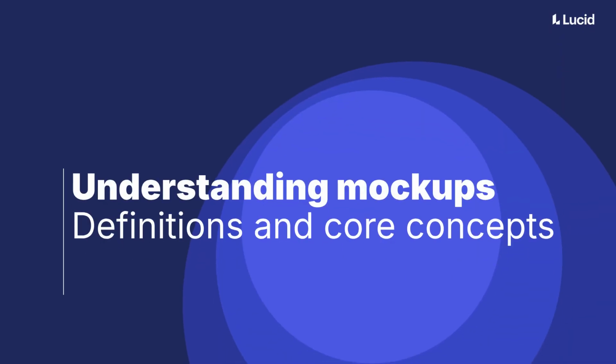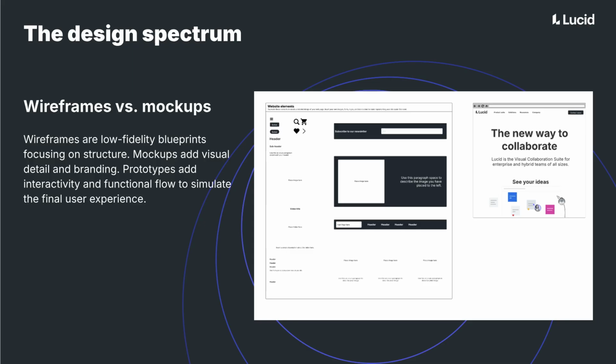What is a mockup? A mockup is a static, high-fidelity representation of a product that shows its color schemes, typography, and overall visual style. It's important to understand wireframes versus mockups versus prototypes. While wireframes focus on structure and prototypes focus on function, mockups serve as the visual bridge between the two.